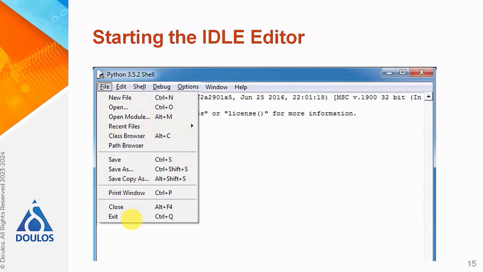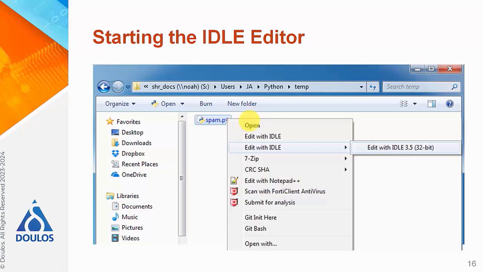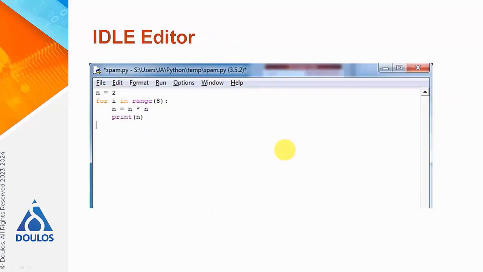So here's a fairly conventional file menu, giving us the ability to open existing files or create new files, which will be opened in the Python editor. If you happen to have a Python file already in existence, and Python files always have the file extension .py, then for Windows you could start that from a pop-up menu. So here we can select Edit with IDLE, again to open this file in the IDLE editor. And here is the IDLE editor.